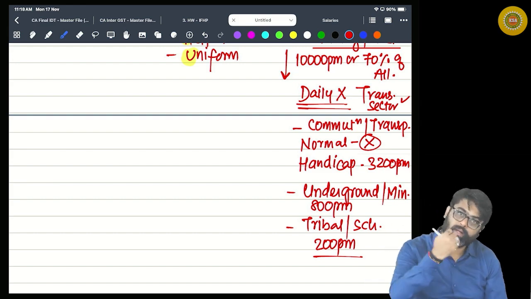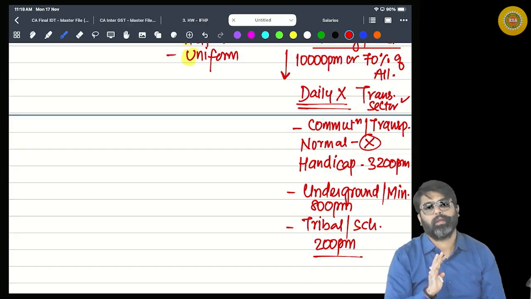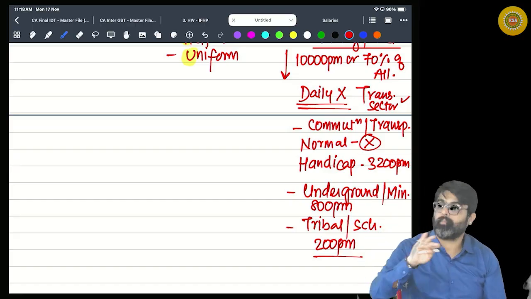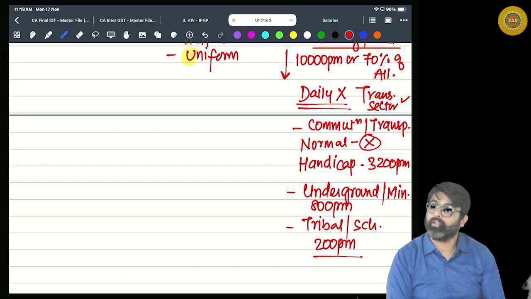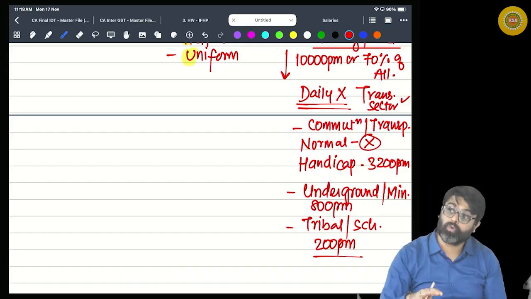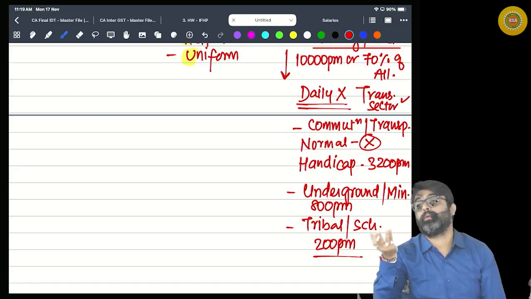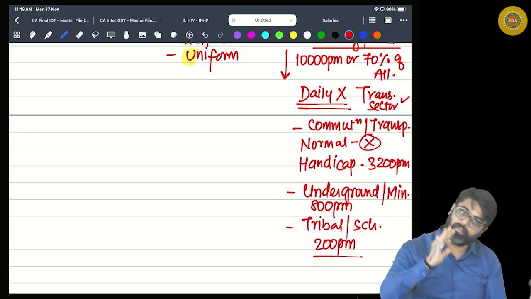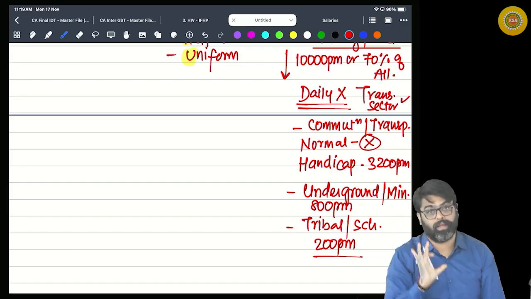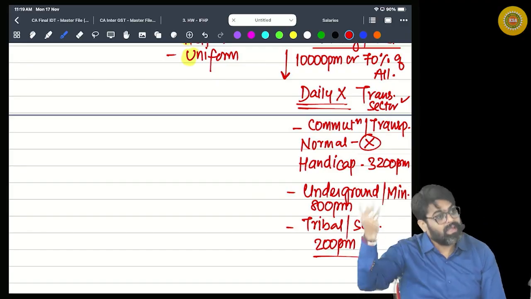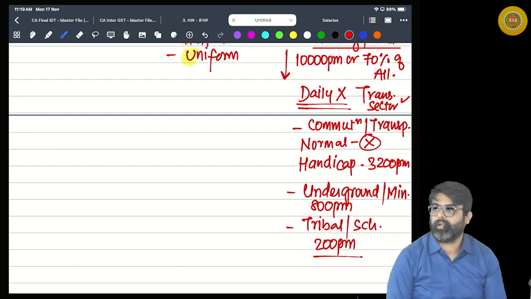For 2 children, you can take the exemption. For the 3rd child, exemption cannot be claimed even if the amount is less than or equal to 100. Yes or no? What if your employer is giving you more than 100 per month per child? Up to 100 it will be exempt, the excess will be taxable. But that is for 2 children. For the remaining children, the entire amount will be taxable.